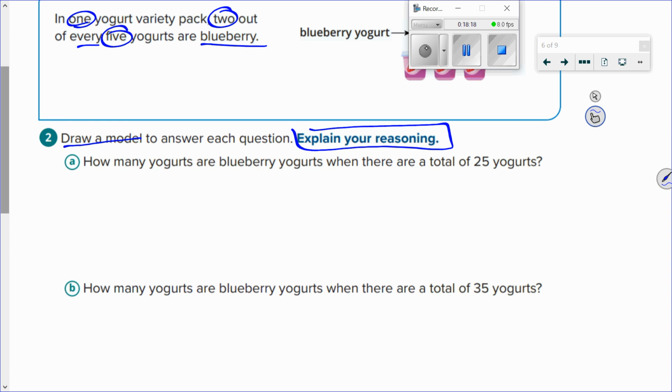Someone over here asked me, can't I just use B and S so I don't have to write blueberry and strawberry for all 3 problems? You can, but you need what we call a key to show that, right? So I can say B is the number of blueberry yogurts.